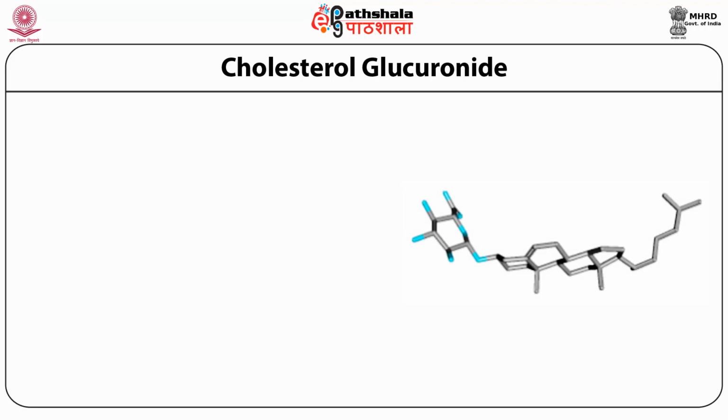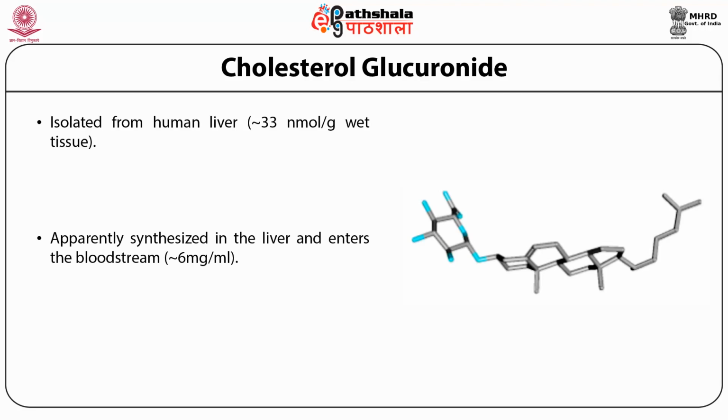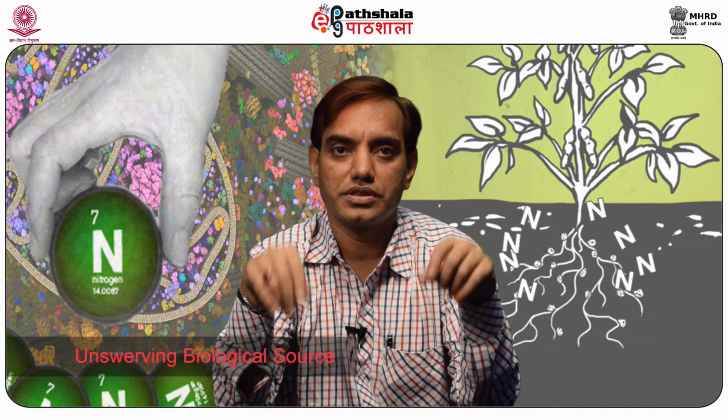The cholesterol glucuronide has been reported to be isolated from the human liver, and approximately 33 nanomole per gram of wet tissue of cholesterol glucuronide is present in liver. In 1982, Hara et al. isolated this cholesterol glucuronide from the acidic fraction of lipids and emphasized that it cannot be distinguished from the ganglioside GM4 by thin layer chromatography. It is apparently synthesized in the liver and enters the bloodstream, where its concentration is approximately 6 microgram per milliliter. The remaining part is removed into the bile.